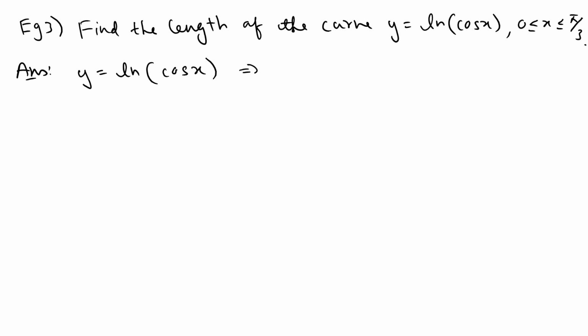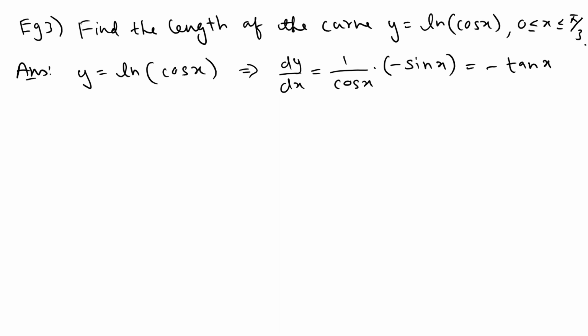That means dy by dx, the derivative, is by the chain rule: the function goes down and multiply by the derivative. The derivative of cosine means negative sine x. So this simplifies to negative tan x, because sine over cosine is tan, but there's a negative sign.